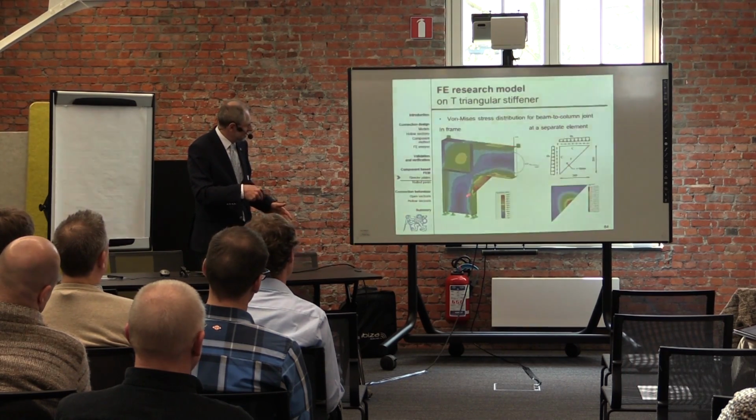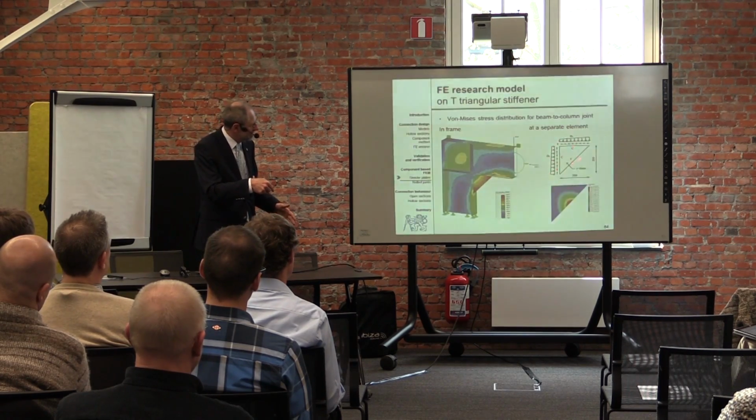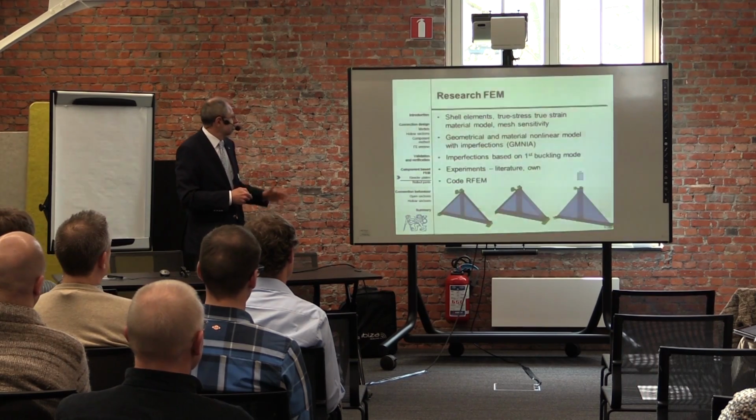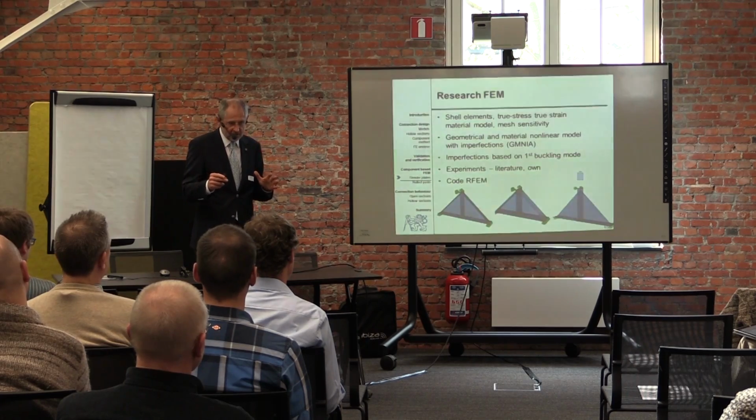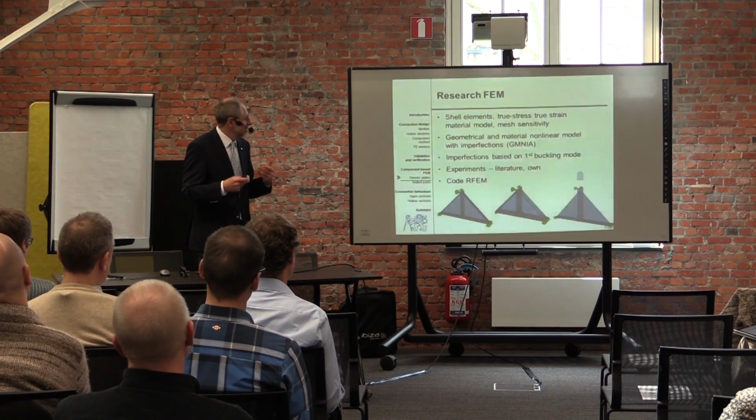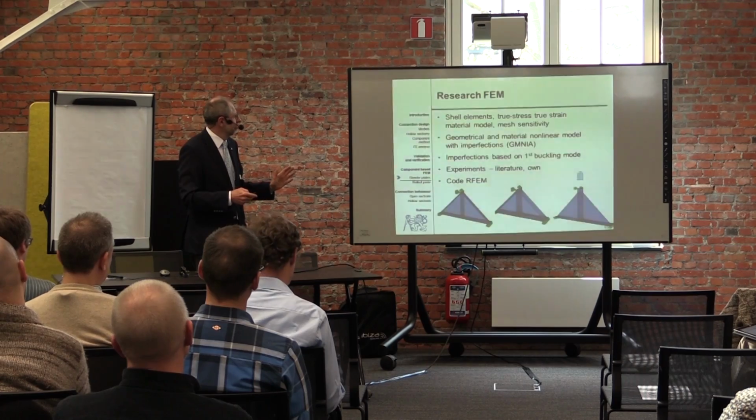If we have a stiffener here, we may separate the stiffener as a triangular plate. And then we do some research model, we use RFEM for this model. We implement geometrical imperfections, geometrical and material nonlinear properties, and we are able to calculate buckling analysis. So we have this model.